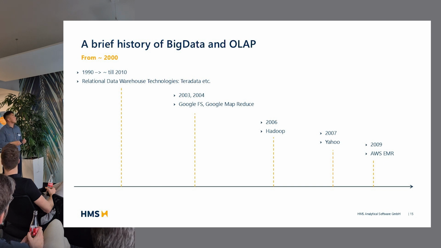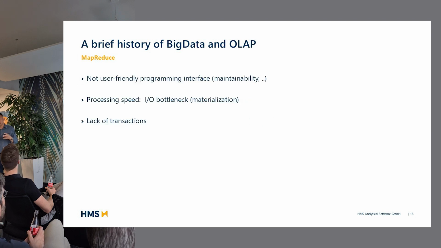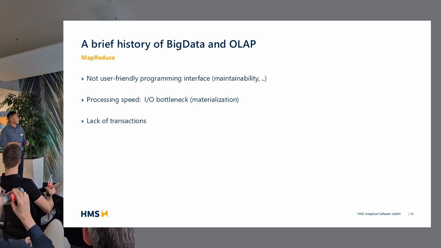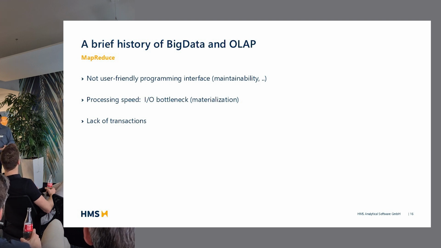And already at that time, the data processing community realized that MapReduce and the Hadoop framework were not flawless. There are at least three points that could be improved. The first one is the not user-friendly programming interface. The second one is processing speed. And the third one is the lack of transactions.